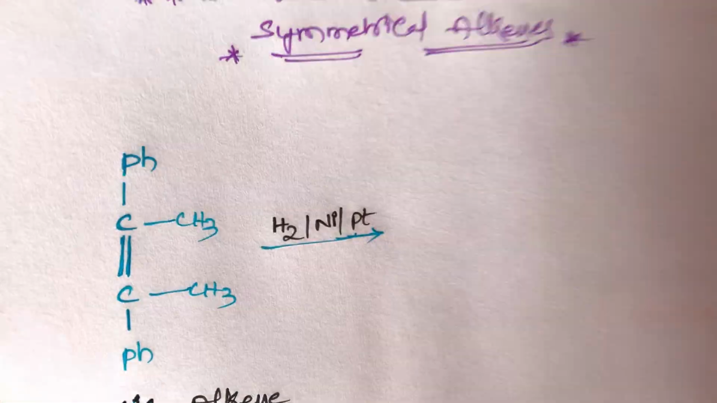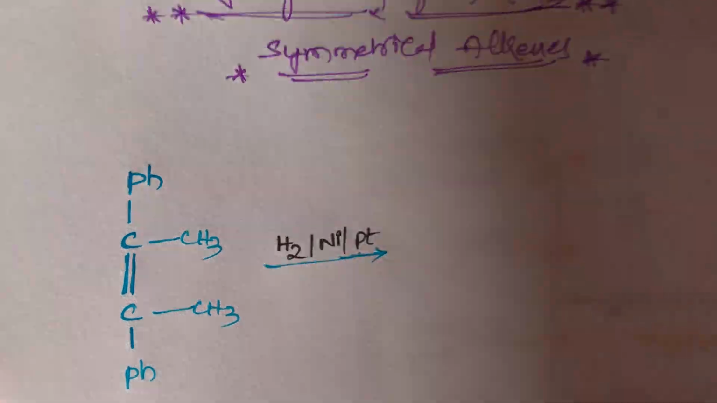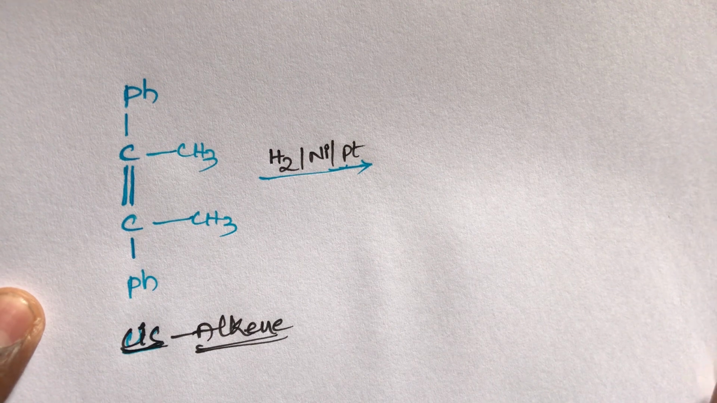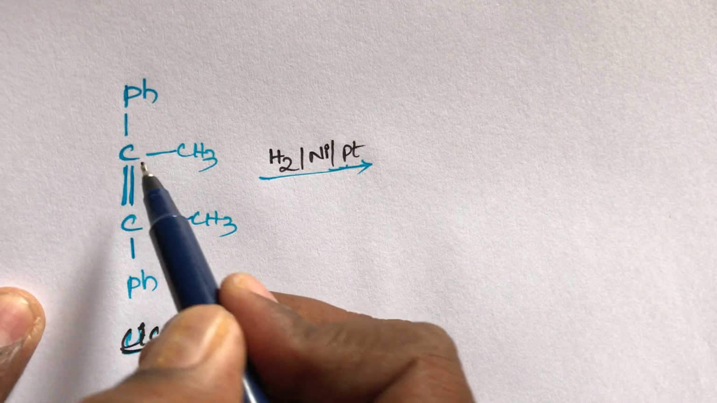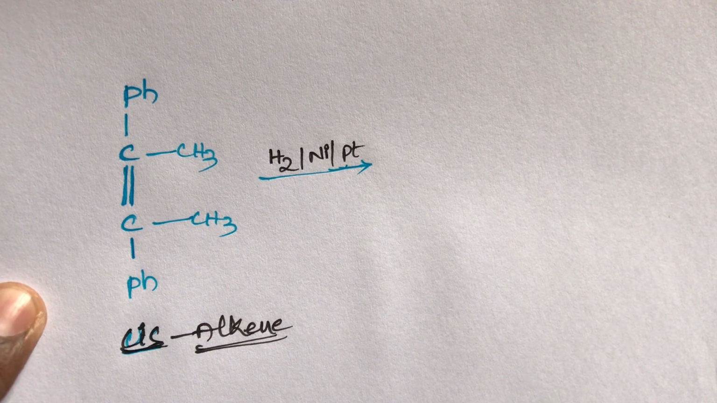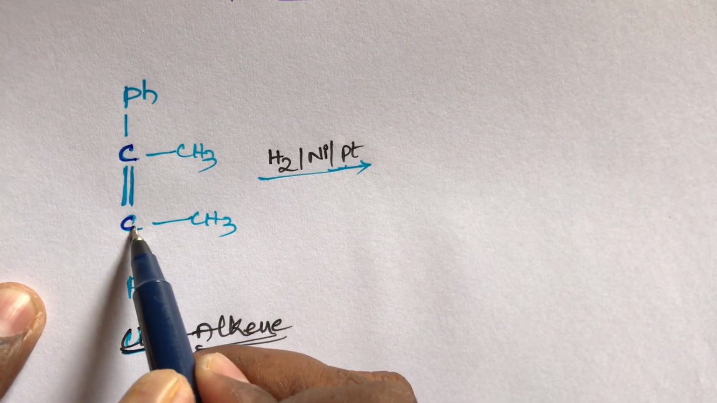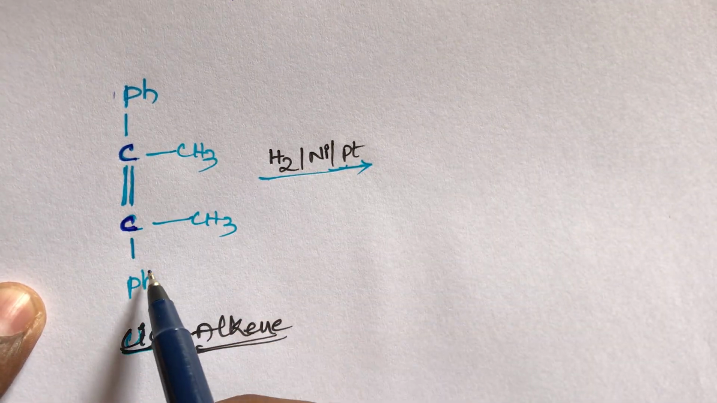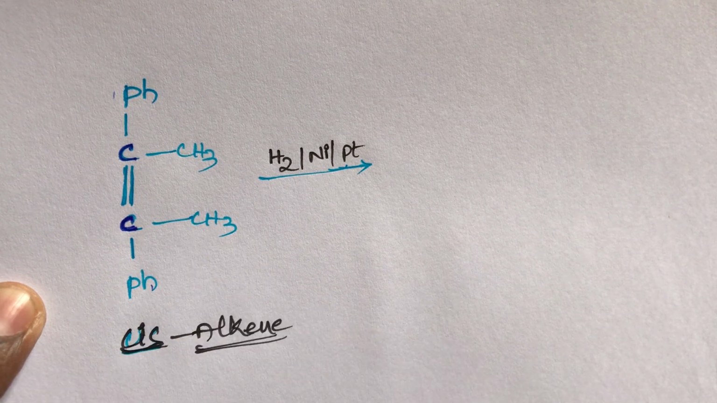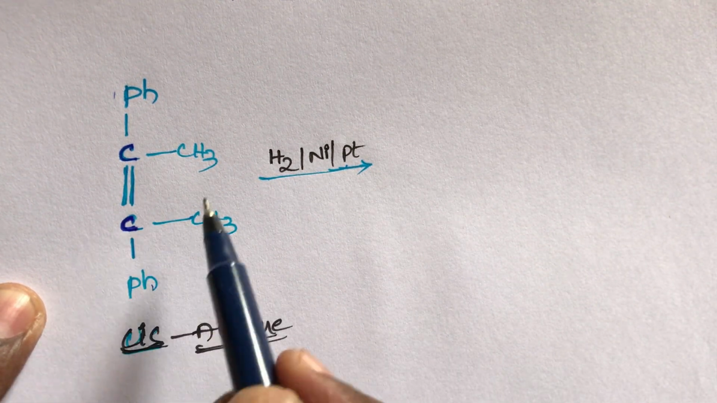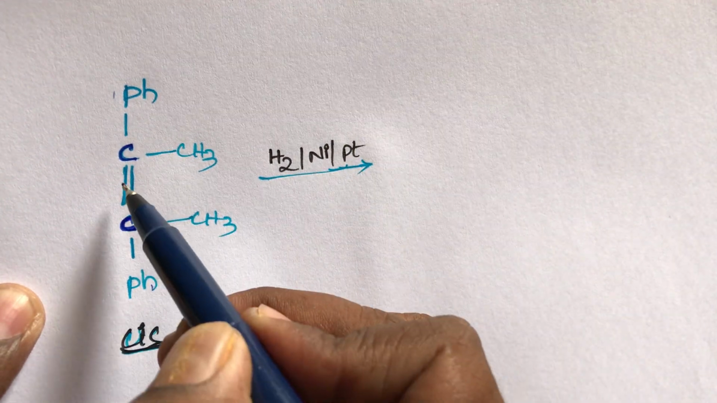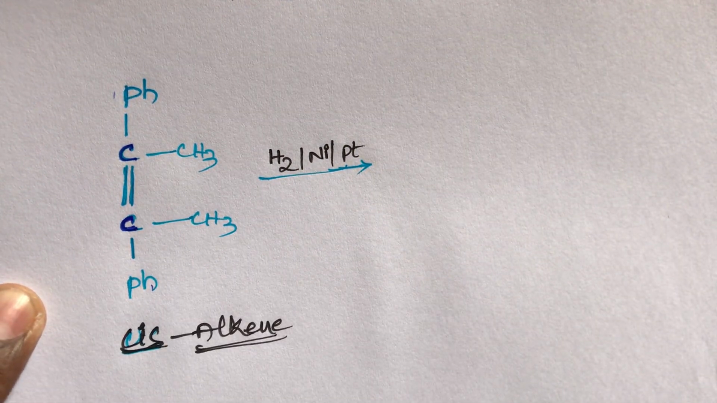Now take the example, that is, symmetrical alkenes. Symmetrical means, as I said, students, that the double bonded carbons have the same groups surrounding them. This double bonded carbon has a phenyl group and a methyl group, and this carbon also has a phenyl group and a methyl group. So both are equal. That compound is called a symmetrical alkene.